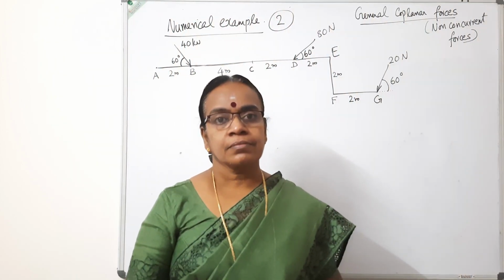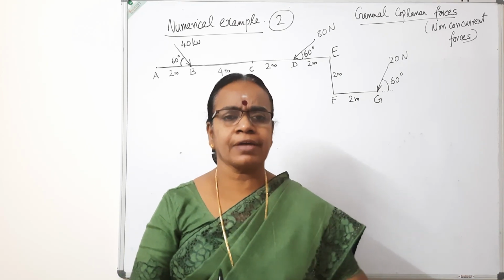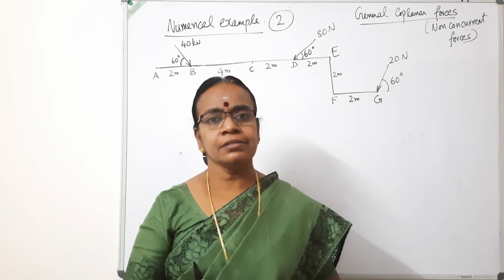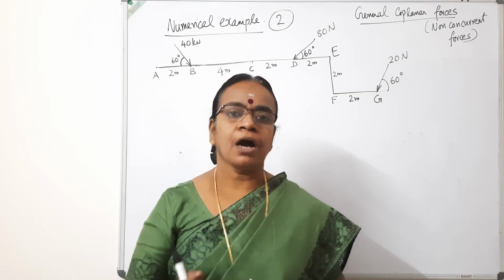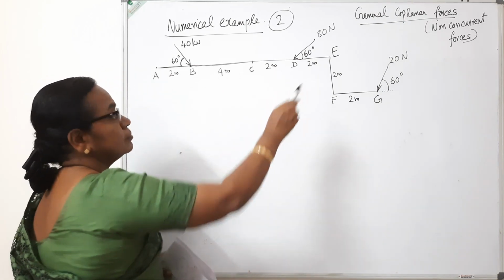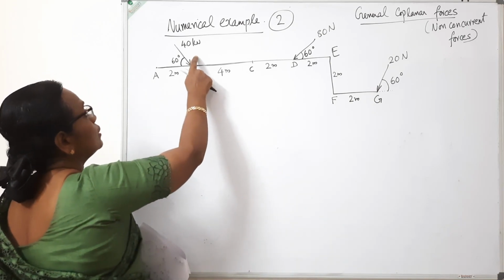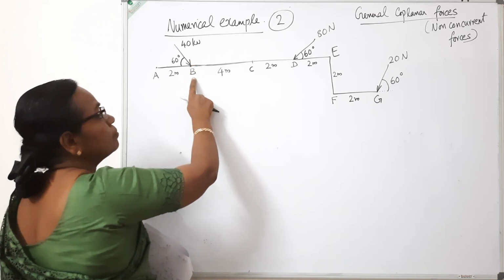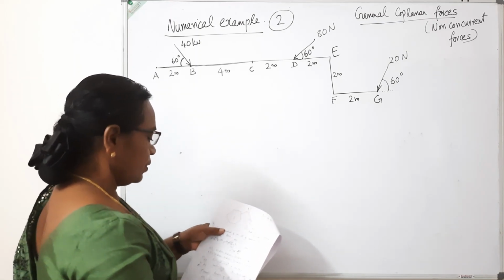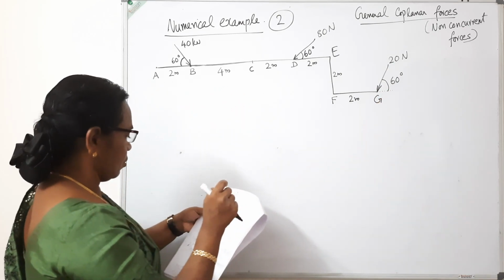Good morning. Now we are going to discuss another special type of example on non-concurrent forces or general coplanar force system, how to find out the resultant. So consider a force system as shown in figure. It is having a load of 40 kilonewton at 60 degrees at B, another load 80 kilonewton inclined at 60 degrees at D, and another force 20 kilonewton at G.